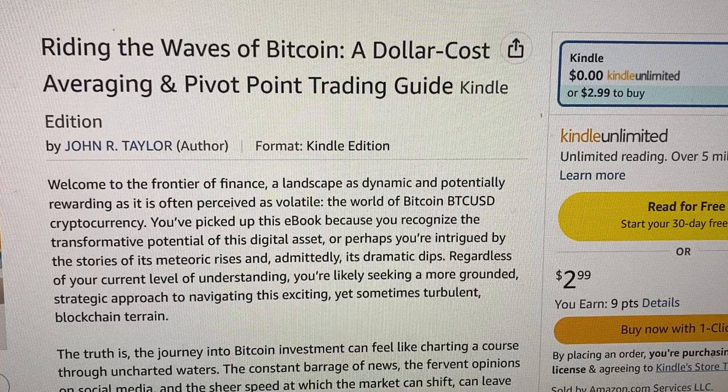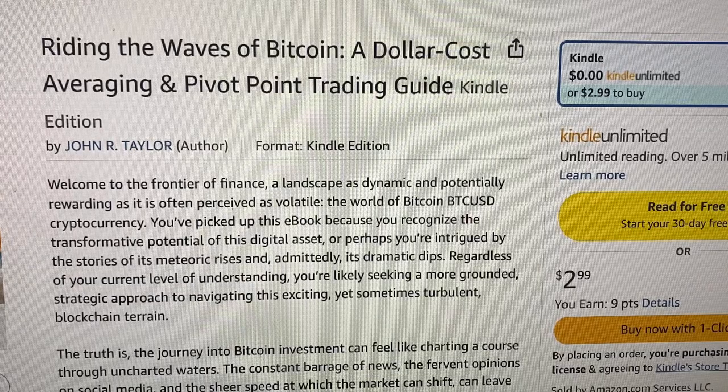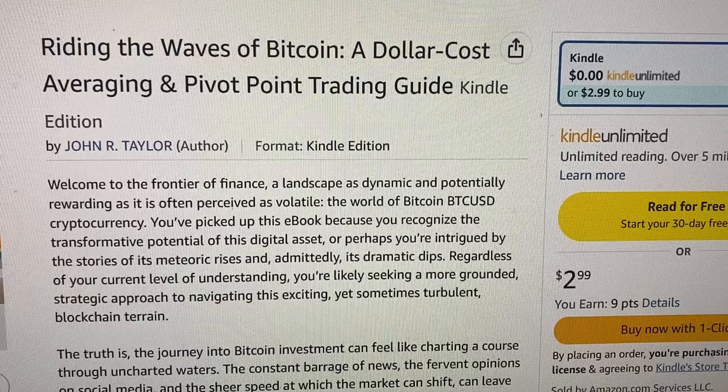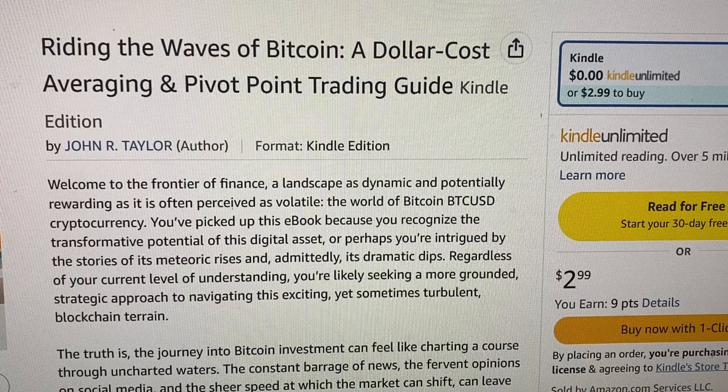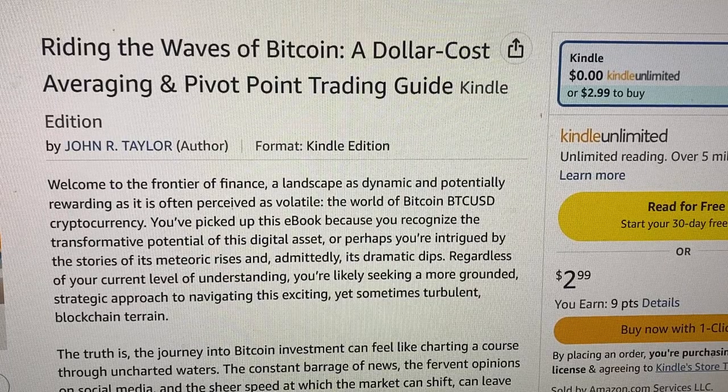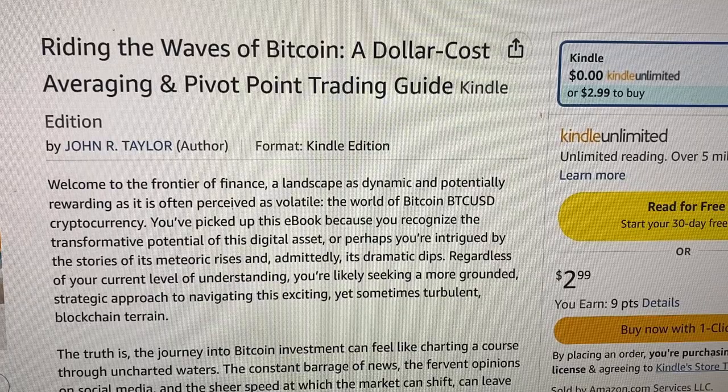market. In my new ebook, Riding the Waves of Bitcoin, we explore the vital difference between time in the market and trying to time your purchases of the market in Bitcoin. The foundation of a successful journey starts with dollar cost averaging, which is an exercise in consistency and patience. Think of it as systematically planting seeds in fertile ground, nurturing growth over time, rather than trying to predict the perfect moment for a single planting.